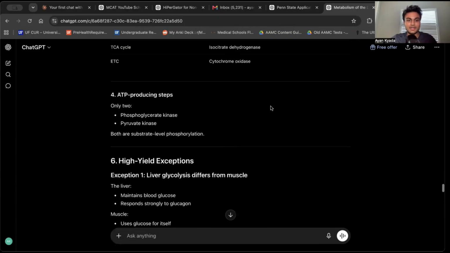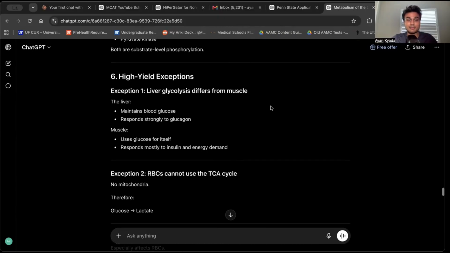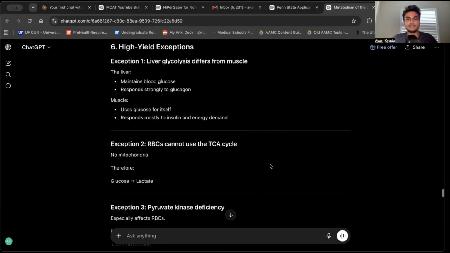And here's an underrated part that I really loved. The MCAT loves to be tricky. They love to test exceptions, but with this prompt, you can ensure that you have all your bases covered because they go over the most common exceptions that trip a lot of students up.